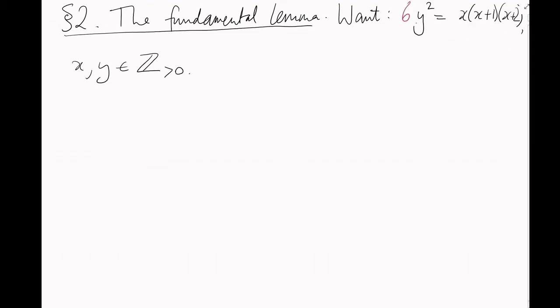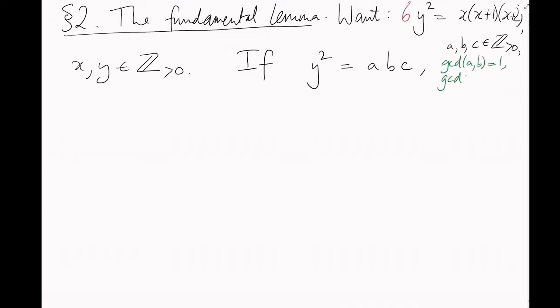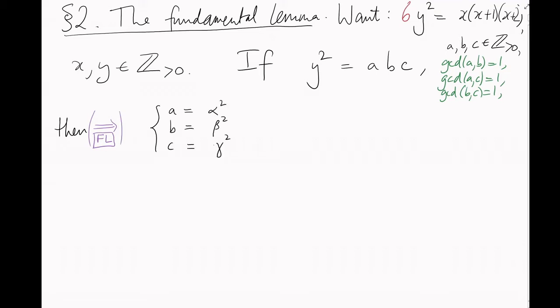Remember the slightly upgraded version of the fundamental lemma from the previous video. I'll state it with an extra variable this time. If y squared equals a times b times c, where a, b and c are all positive integers and their greatest common divisors are all equal to 1, then they must be squares. a equals alpha squared, b equals beta squared, c equals gamma squared, for integers alpha, beta and gamma, which we can take to be positive as well.